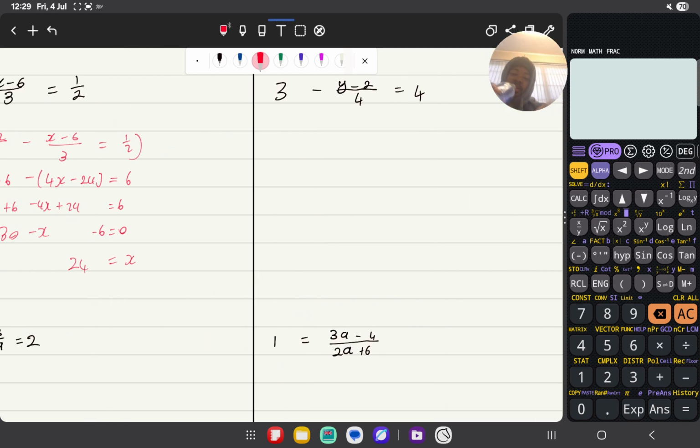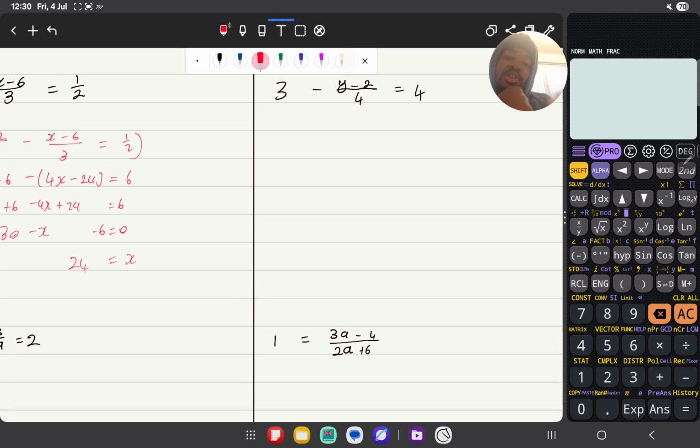Let me do number 3. So here you have 3, right? I could say the same thing. I want to get rid of this 4, so what am I gonna do? I'm gonna multiply everything by 4, okay? So then I end up having 12 minus, the 4 cancels, so I have y minus 2, then 16, and then I'm gonna have 12 minus y plus 2 equals 16.